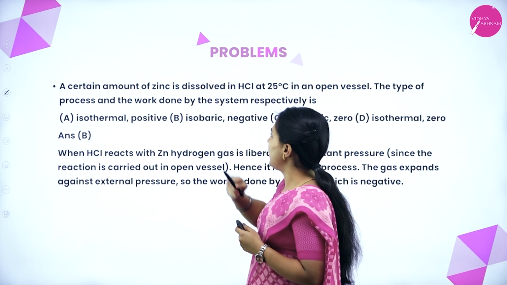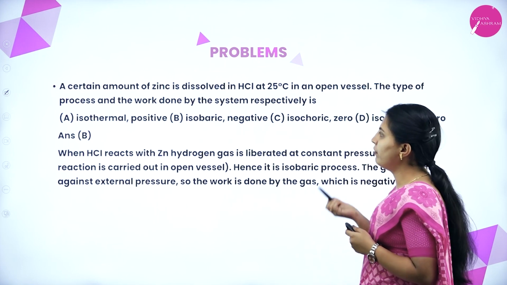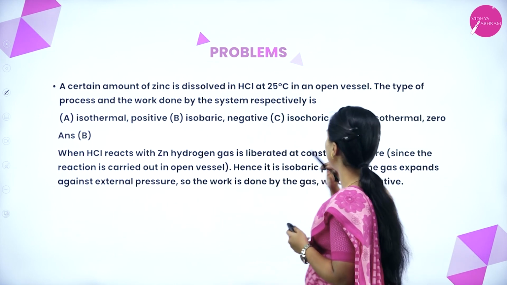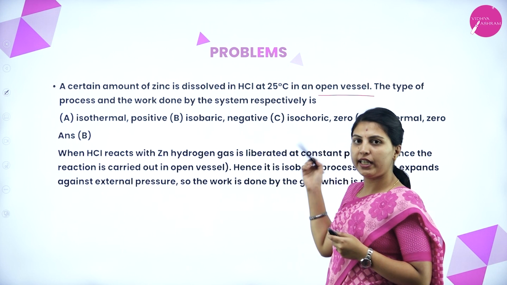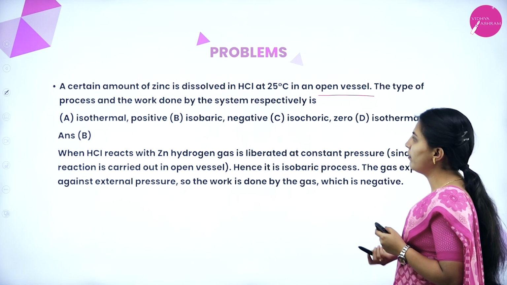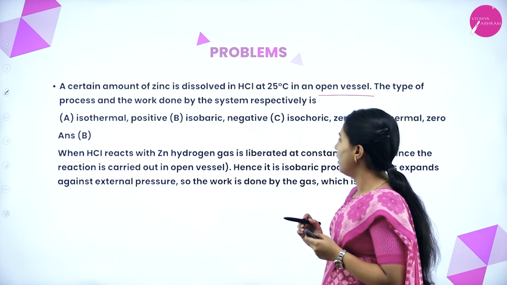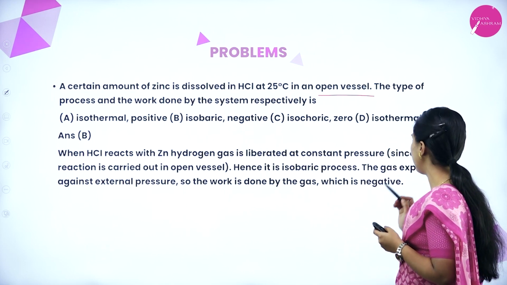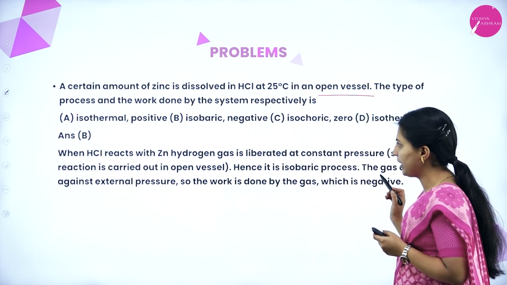A certain amount of zinc is dissolved in HCl at 25 degrees Celsius in an open vessel. The type of process and the work done by the system respectively are: isothermal positive, isobaric negative, isochoric 0, isothermal 0. In an open vessel at 25 degree Celsius, HCl is present and zinc is dissolved in it. When HCl reacts with zinc, hydrogen gas is liberated at constant pressure. Hence, it is an isobaric process. The gas expands against external pressure, so the work done by the gas is negative.